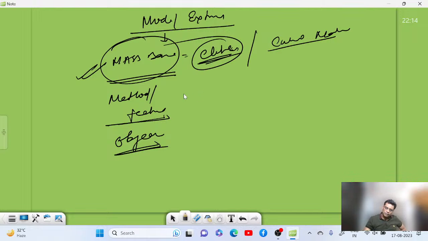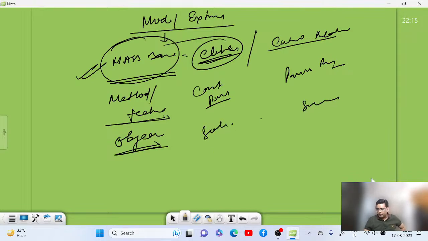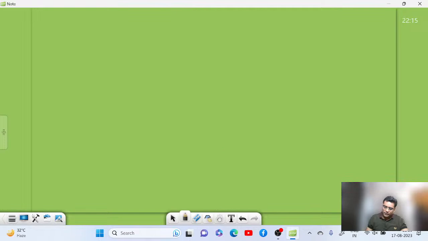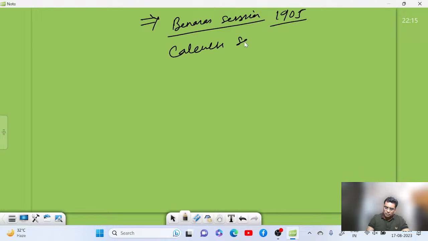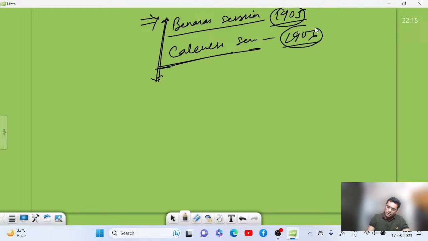Then method and technique: we have constitutional politics here, and here we have passive resistance. And the objective is self-government and so on. So this is how moderate and extremist politics differed. But the partition of Bengal we have to talk about before the Surat session. After discussing the differences between moderates and extremists, we have to talk about the Benares session (1905) and the Calcutta session, 1906.